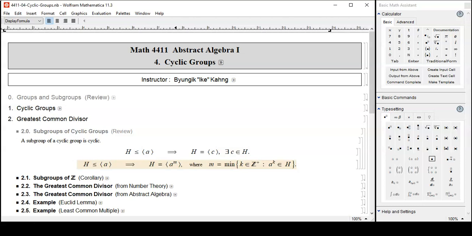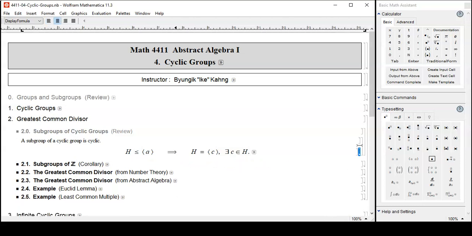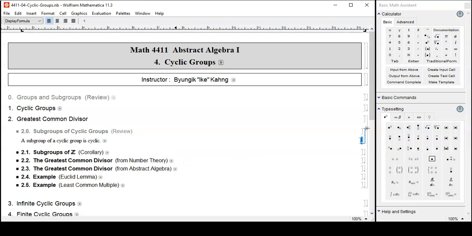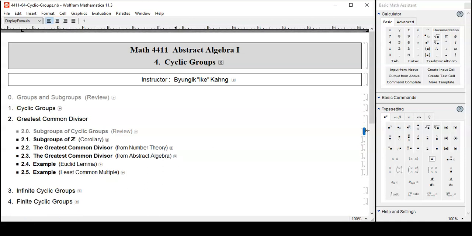As far as that process is concerned, everything is completely algorithmic. As far as checking whether a certain element belongs to H or not, that could be a little bit complicated. So I said almost algorithmic. But in any case, I hope you see the picture. So much for the review.